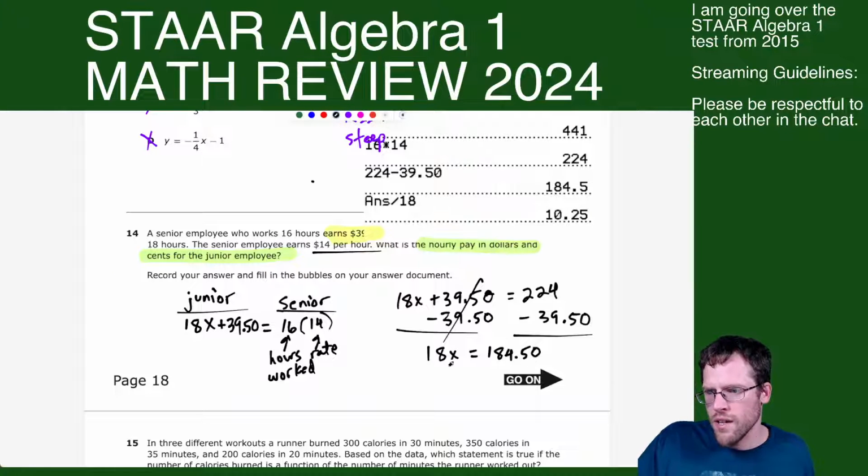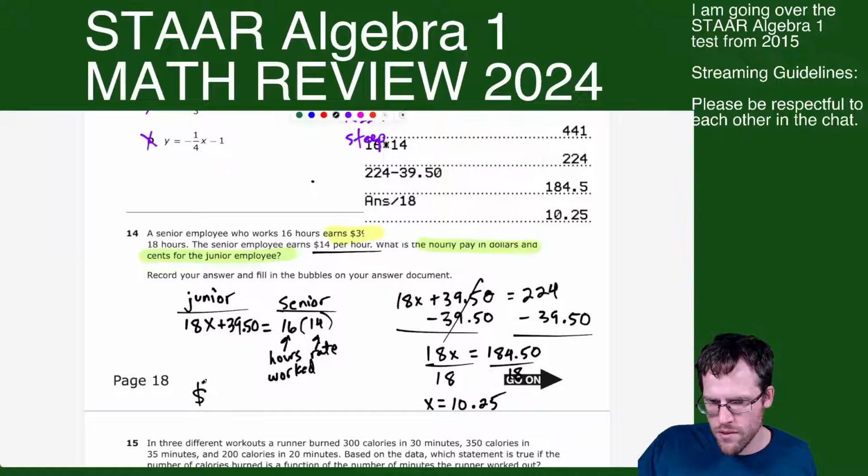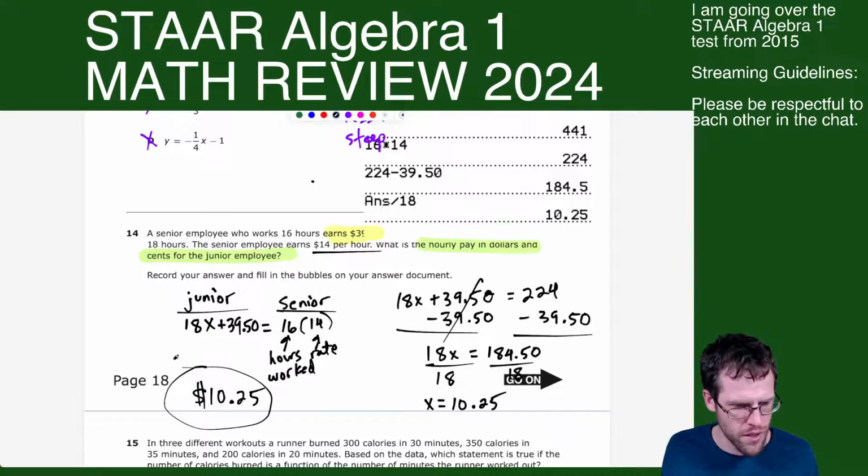Okay, so when we subtract and now just divide both sides by 18, and that's what I did in the calculator over here. I divided by 18. So x equals 10.25. So the junior employee makes $10.25 per hour. All right, this test, though, I printed in 2015. I'm sure they got a raise by then. All right, cool.